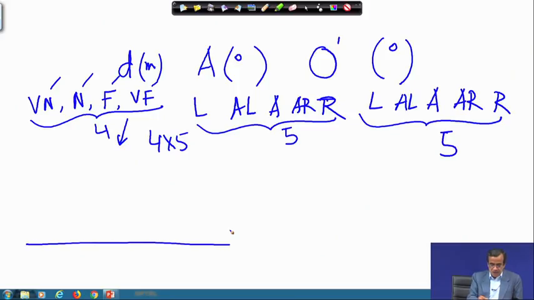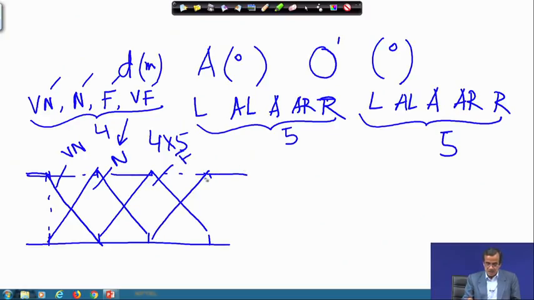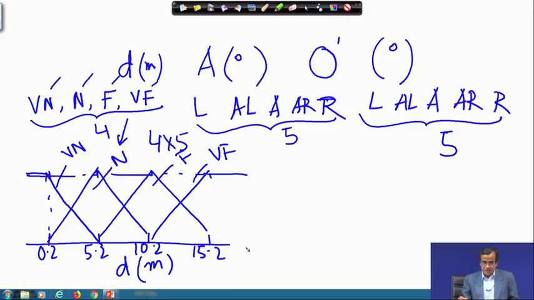Let me take this type of distribution, and for simplicity let me consider the triangular distribution. Here this shows the very near distance. This particular triangle is nothing but the very near, then this is the near, then this is the far, and this is the very far. Here we have the distance, and definitely there will be some unit, and let me put some numerical values: might be 0.2 meter, then 5.2 meter, then 10.2 meter, 15.2 meter. And here we have the membership function value mu, and its range is 0.0 to 1.0.